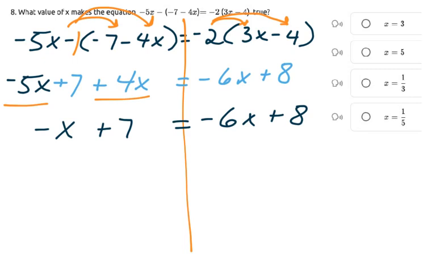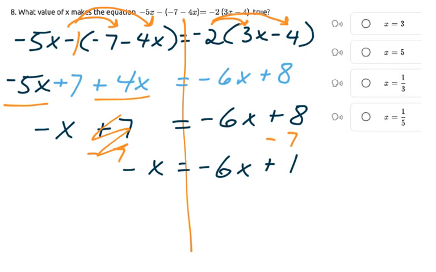All right, let's leave the x by itself. We're going to leave it on the left. We're going to work on that, keep everything on the left. Let's subtract away 7. Let's subtract away 7, all right? Cancels. I have negative x. It's going to equal negative 6x, and then 8 minus 7 is plus 1, all right?